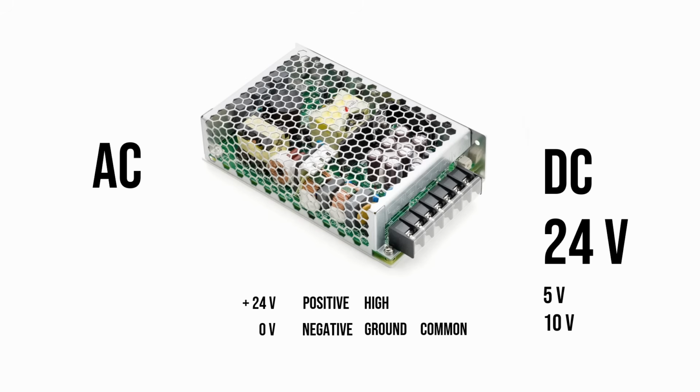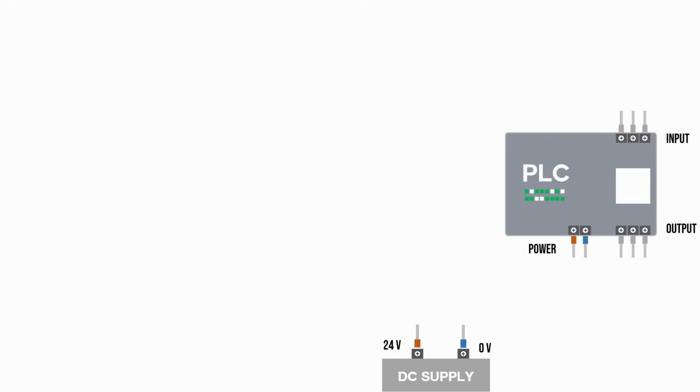All mean the same. Now let's see how we wire the components. So there are two main types of wiring in panels, the power wiring and the signal wiring. Every device including the PLC gets its own power wiring. It's positive 24 volt and the ground 0 volt connected to the power supply.